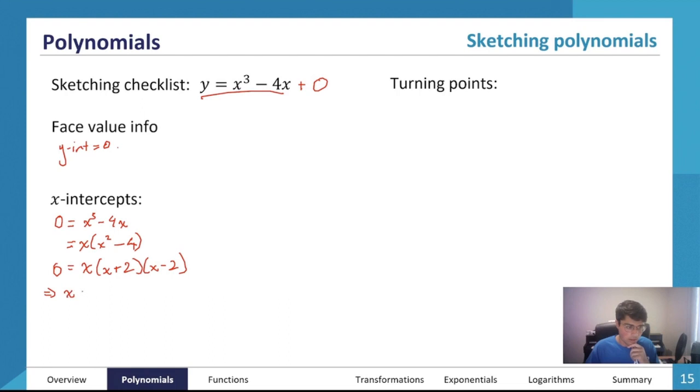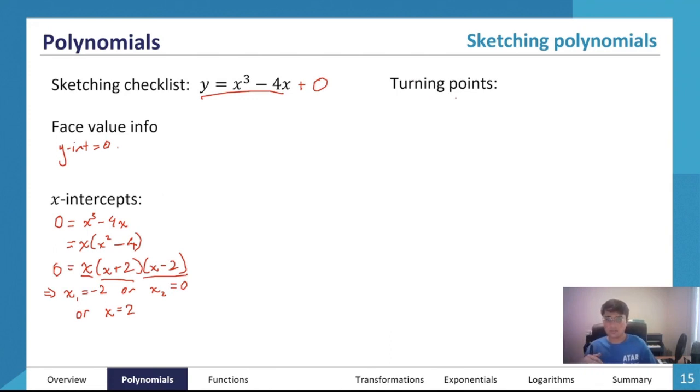So this tells us that the first x value we have is negative 2, because we have this factor x plus 2. Or we have x equal to 0, or we have x equal to 2. The x equals negative 2 comes from this factor, the x equals 0 comes from this factor, and the x equals 2 comes from this factor. That's the x-intercepts.